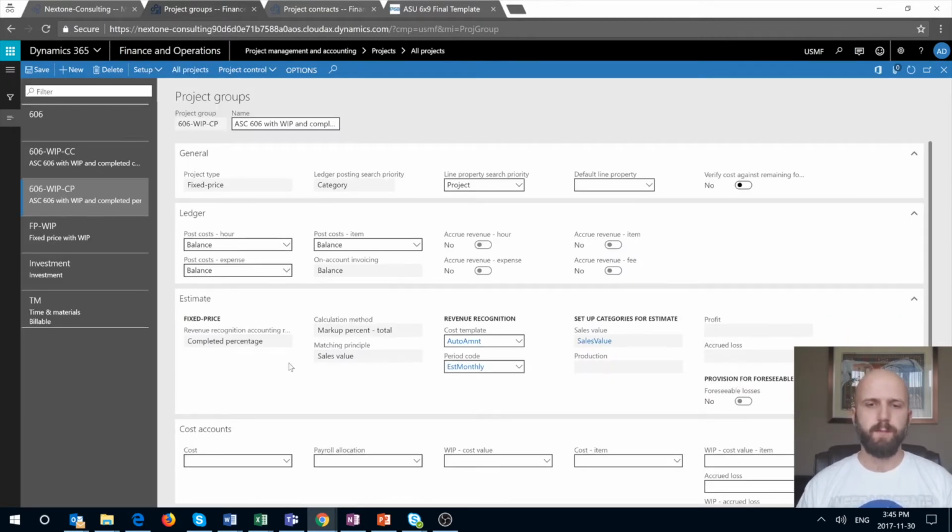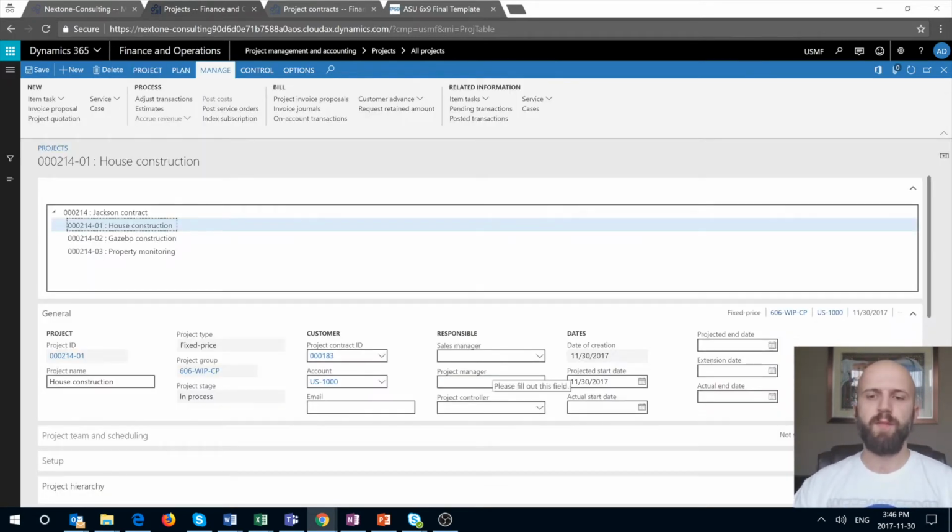This project group is set up to be a fixed price project because we are dealing with fixed price projects here, but the revenue recognition accounting rule for this project group is completed percentage. So that means that within our project structure, we can only have sub-projects that follow the completed percentage rule. I will be talking about completed percentage versus completed contract, also known as completed obligation principles, in step number 5 of this video.